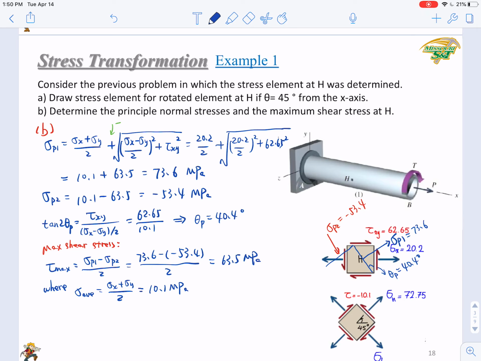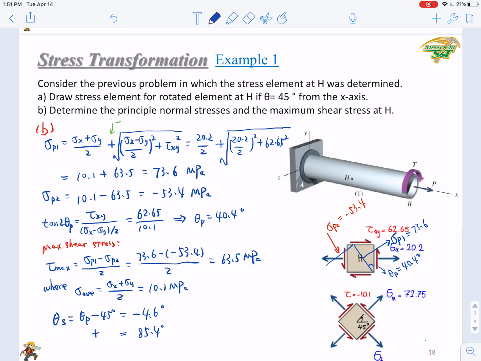So where can we find this maximum shear stress? That is theta s equals theta p minus 45 degrees, or plus 45 degrees. If you use minus 45 degrees, you will get negative 4.6 degrees. If you use plus, you will get 85.4 degrees. So what does this mean?